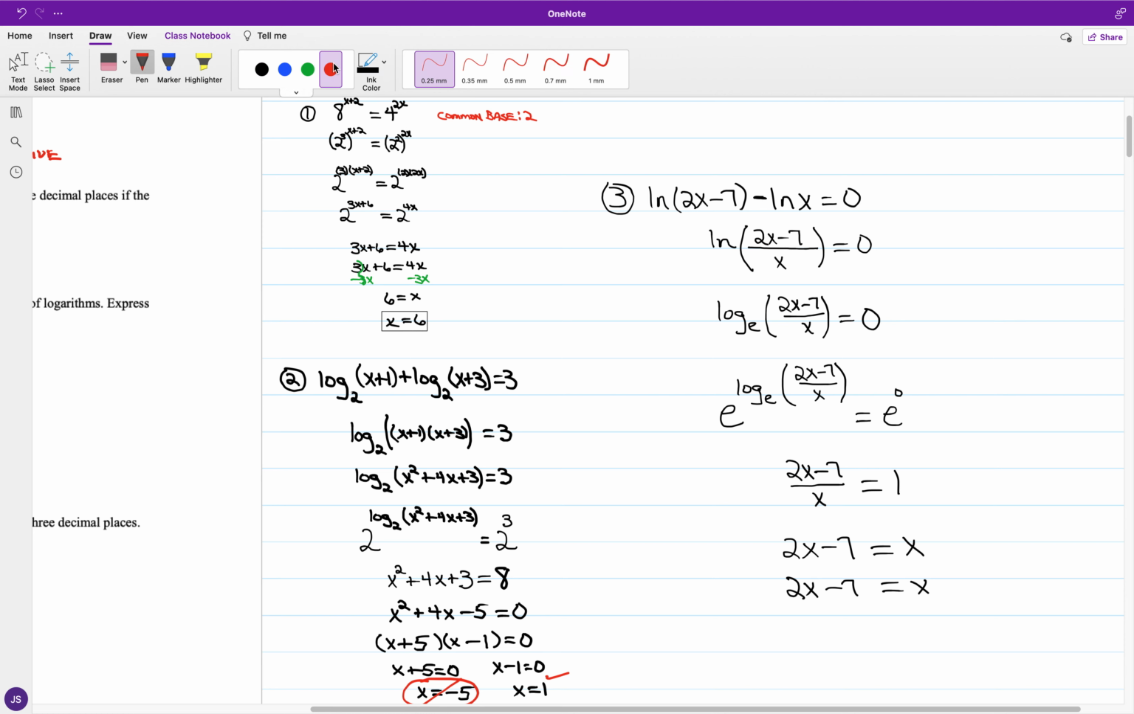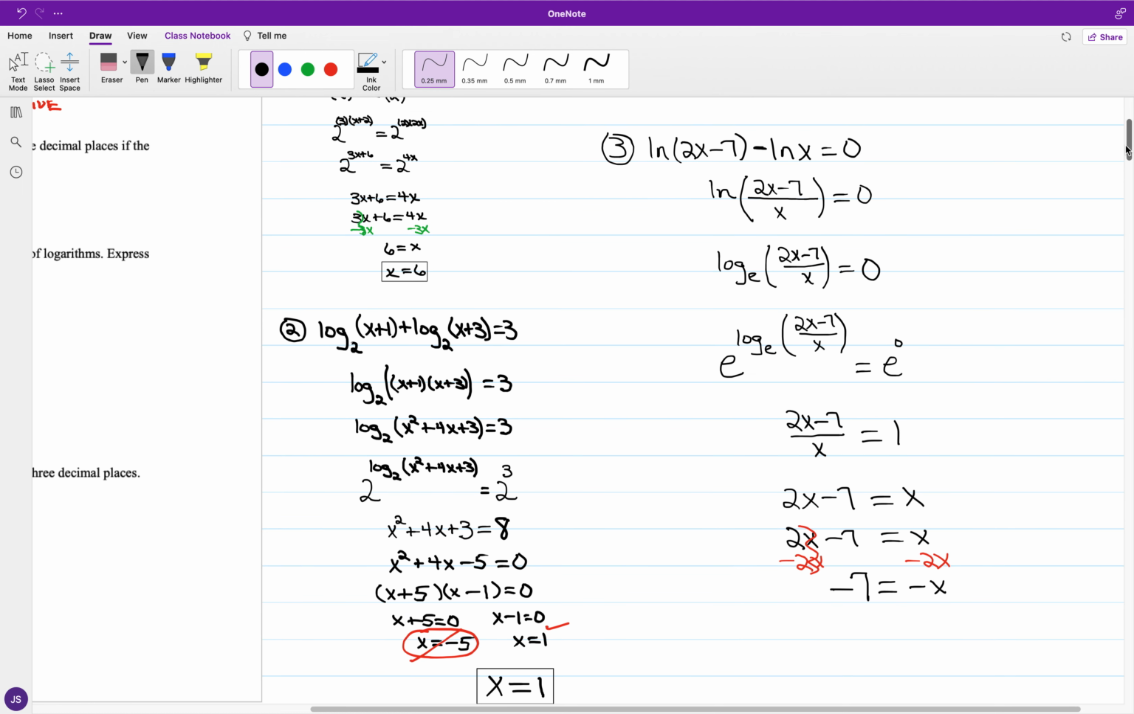And gathering the x terms, I have x by itself on the right. If I move the 2x over by subtracting, we'll have that negative 7 is equal to negative x. Changing the signs at both ends, whether through multiplying or dividing by -1, we're going to have an apparent solution with x equal to 7.